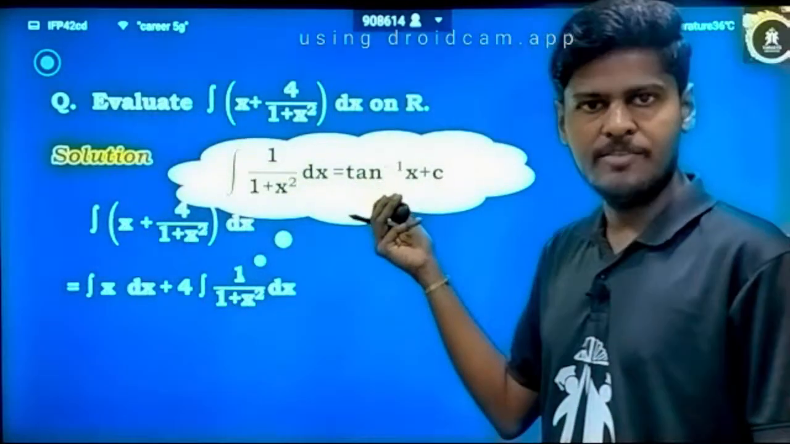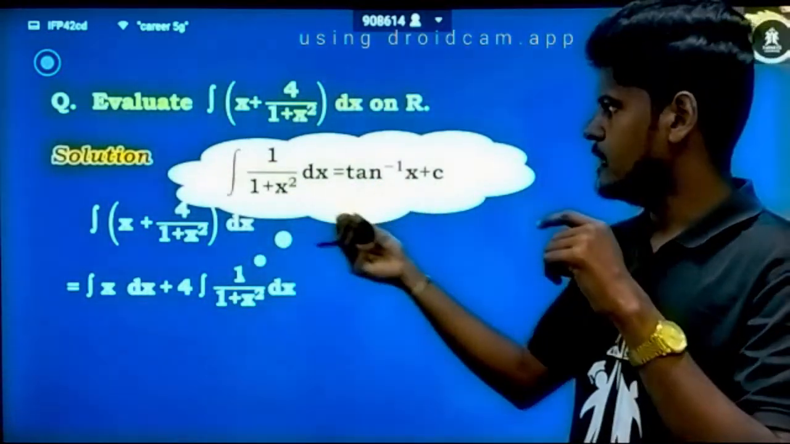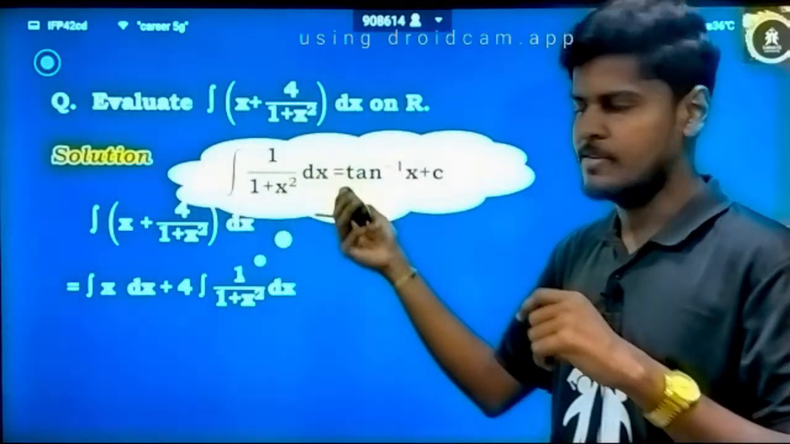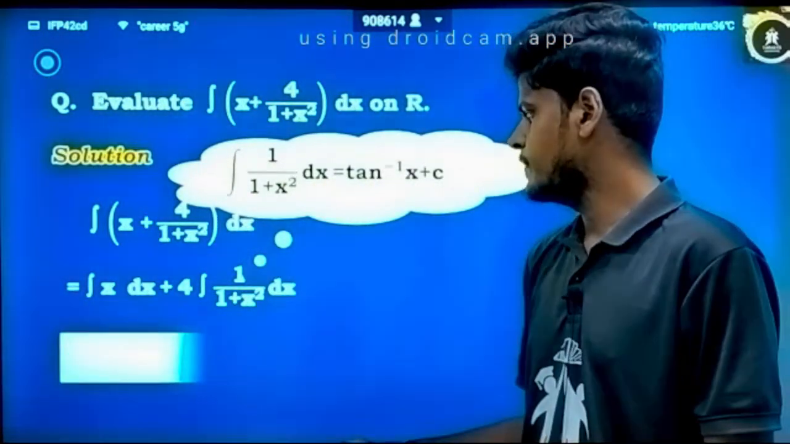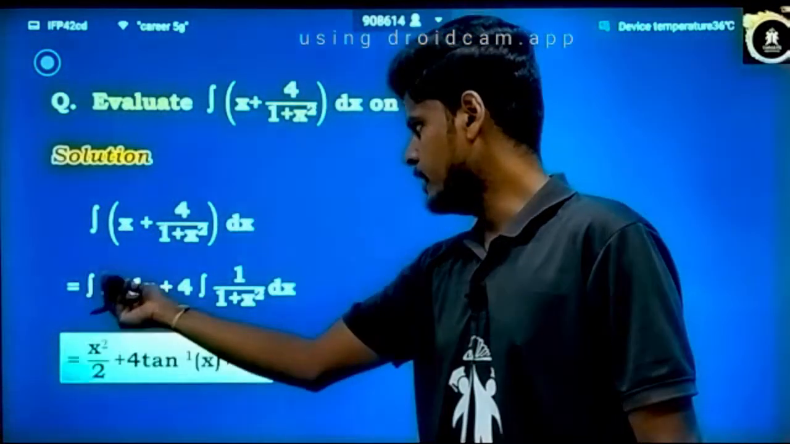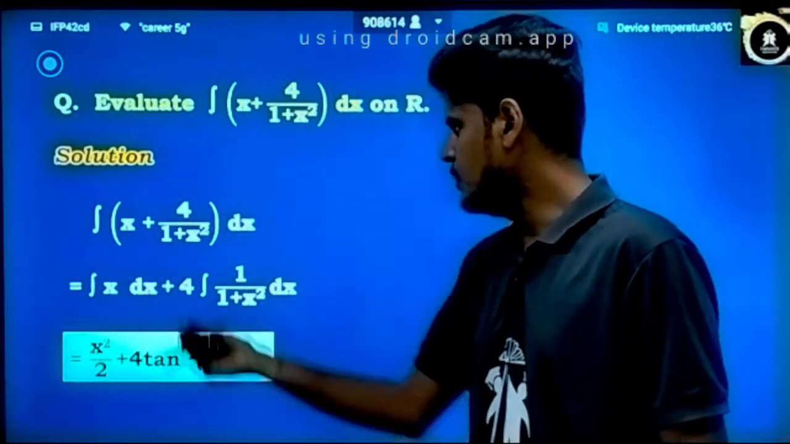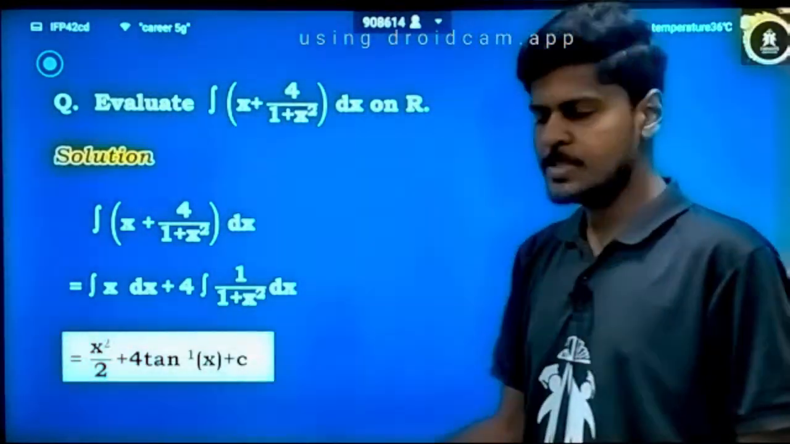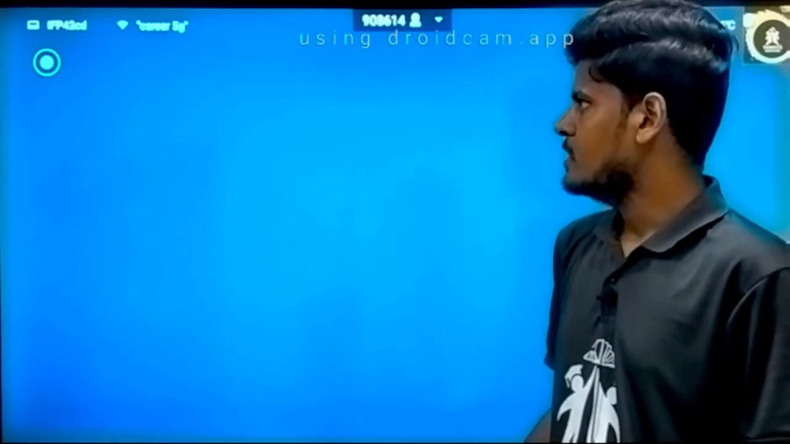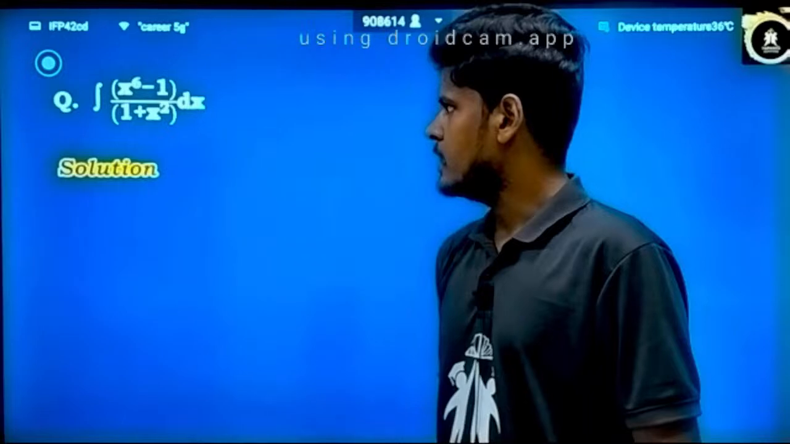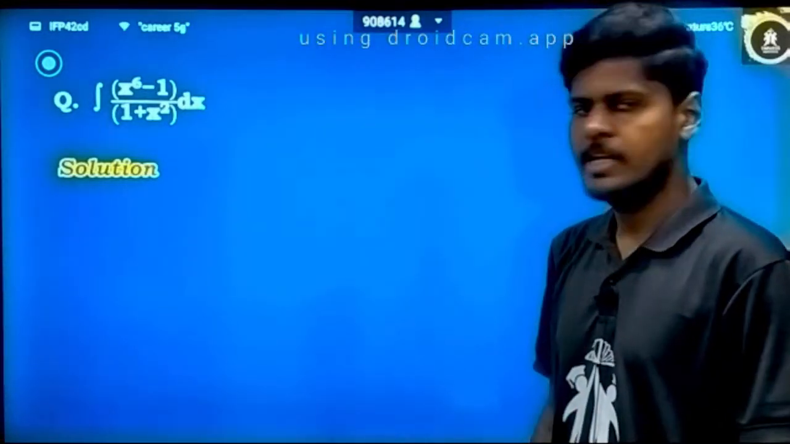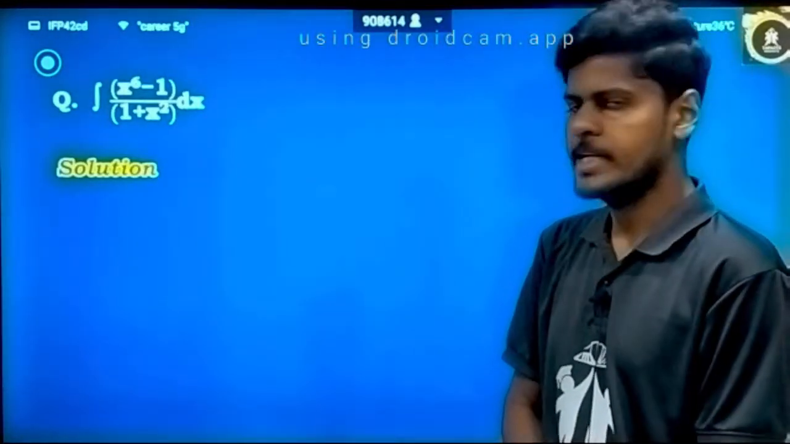Now this value is tan inverse. We have already seen the integral of 1 by 1 plus x square, tan inverse or minus cot inverse x. Here we can write this as tan inverse x. So integral x is x square by 2 plus 4 times tan inverse x plus constant. Easy questions. Next is integral of x power 6 minus 1 divided by 1 plus x square.